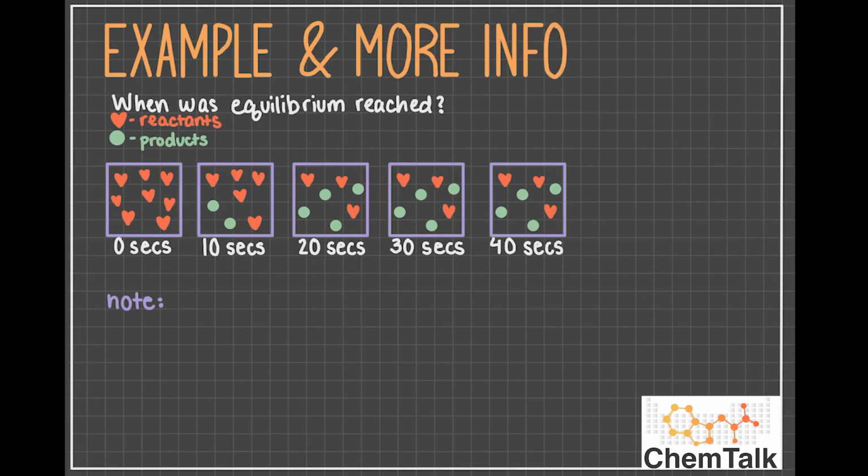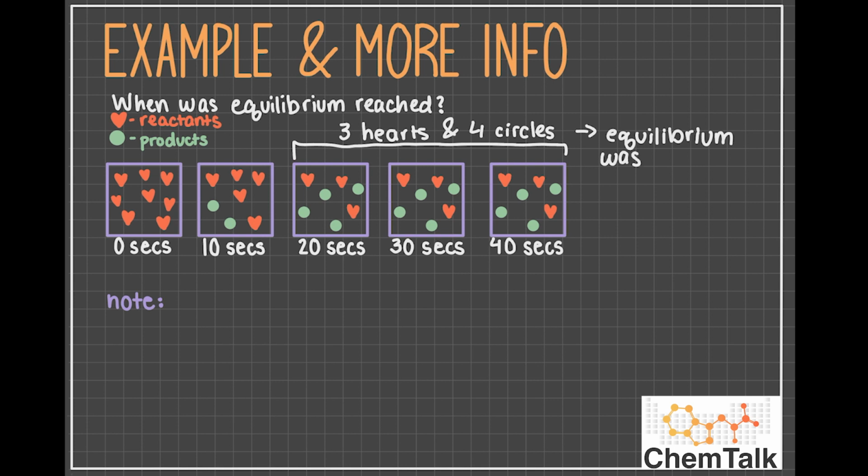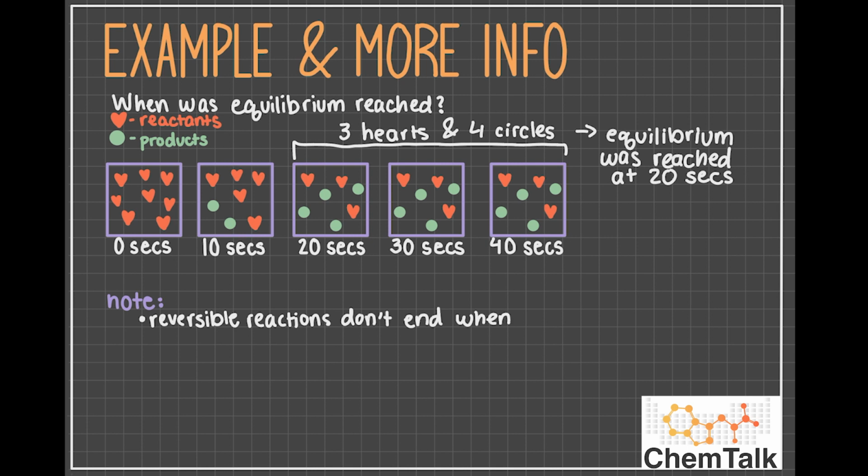So let's take a look at this model to better understand equilibrium. In this reaction, the hearts represent reactants and the circles represent products. So we start with only reactants, and as the reaction progresses, we have less reactants and more products. Now if you notice, there are 3 hearts and 4 circles 20, 30, and 40 seconds into the reaction. This means that equilibrium was reached 20 seconds into the reaction, because the forward and reverse reactions had to have been going at the same rate in order for the concentrations of the reactants and products to become consistent for the rest of the reaction.